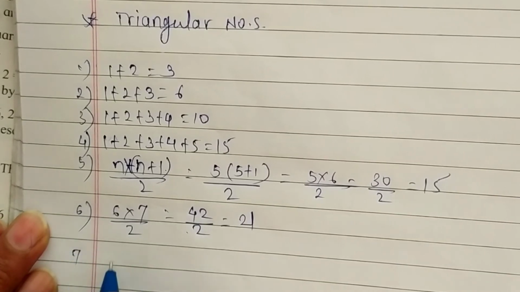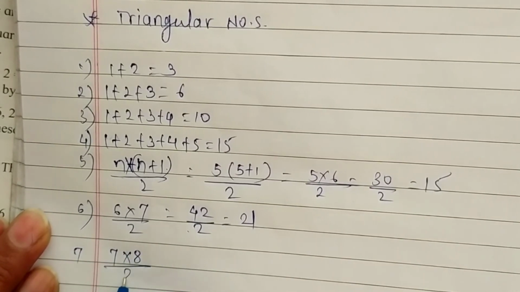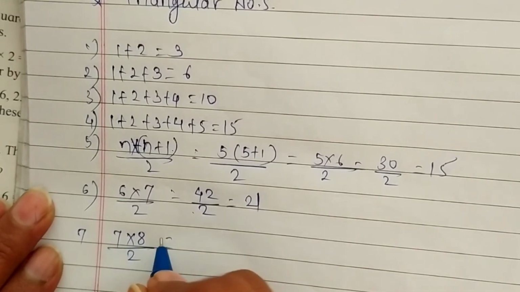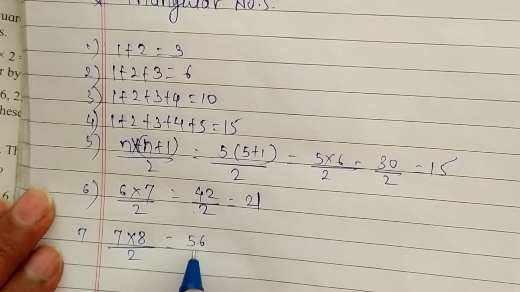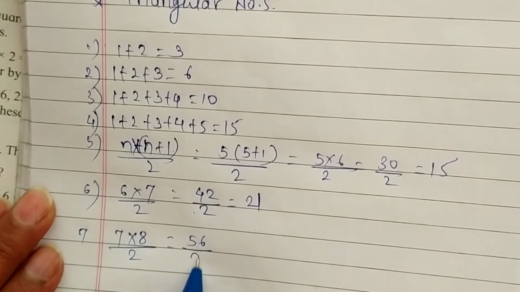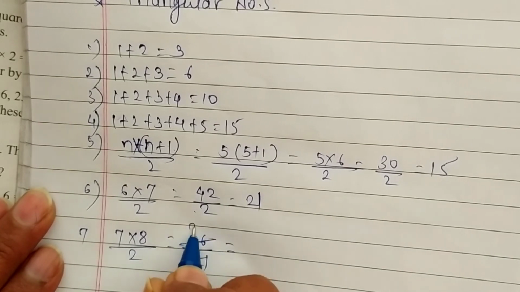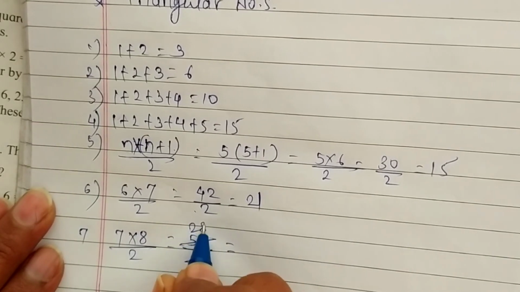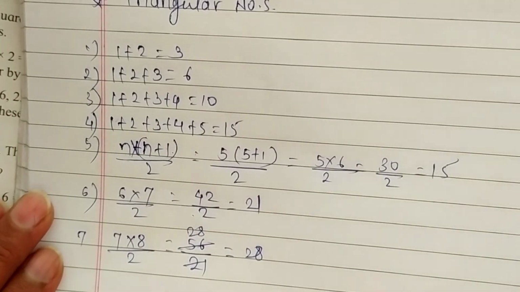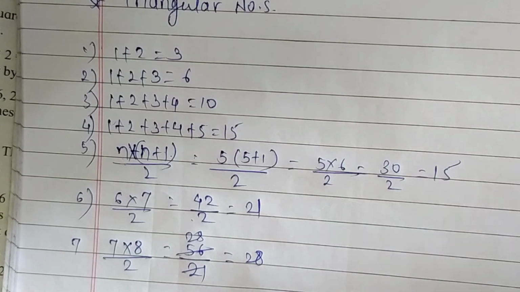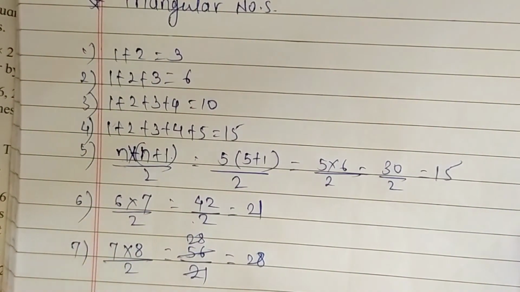Then seventh one is 7 into 8 divided by 2. Let's take next number. 8 sevens are 56 divided by 2. 2 ones are 2, 2 twos are 4, and 2 eights are 16. So 28 is the next triangular number. Such way you can obtain the triangular numbers.